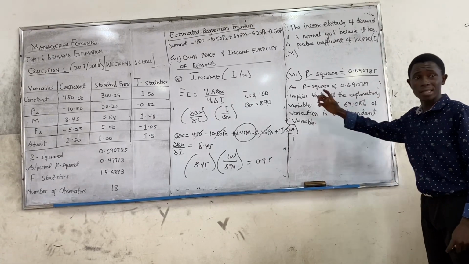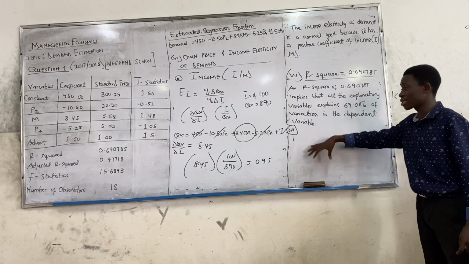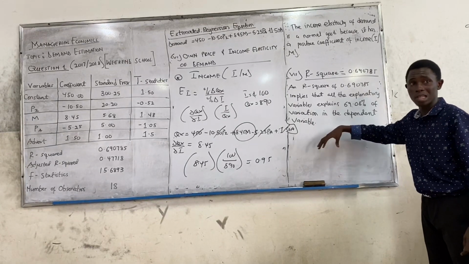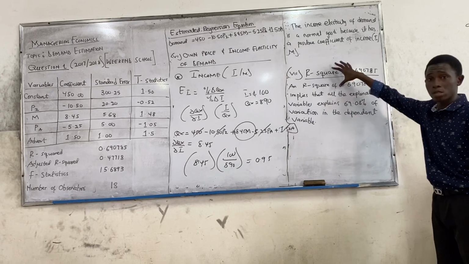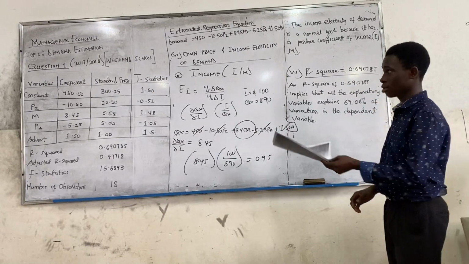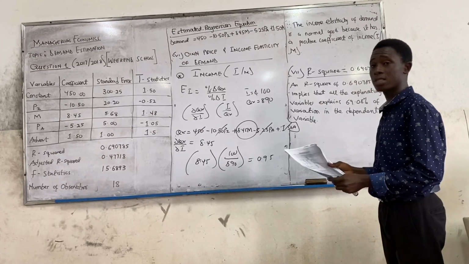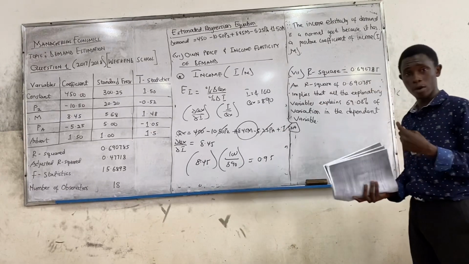If it was supposed to be adjusted R squared, you would add taking into consideration the sample size and the number of explanatory variables. But with R squared, you only end here. Are you okay? So basically, you are done with demand estimation based on the weekend school question 2017-2018. So you will solve a different one.